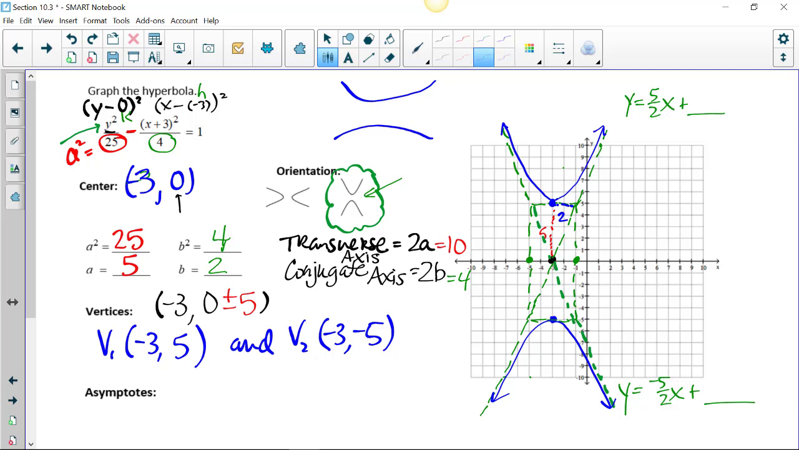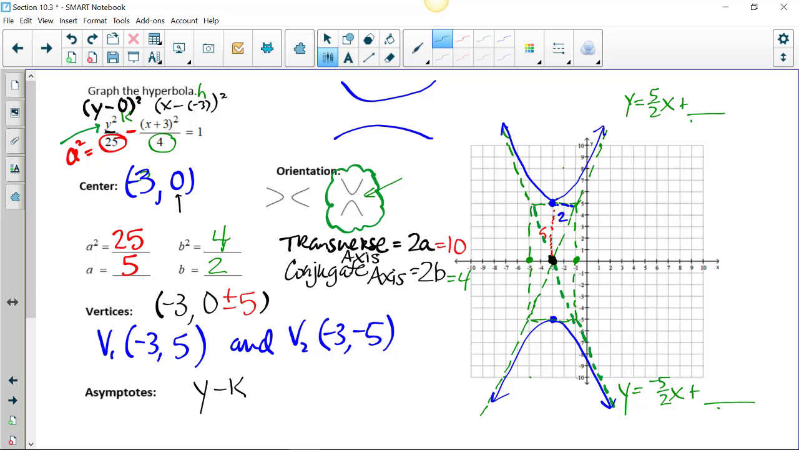Now if you didn't construct the rectangle, then you would need to come up with the equations of these two asymptotes, draw them accurately, and then put in your curves. So I guess it's whatever you're more comfortable with. I think most people like the rectangle method. All right, so how do we come up with the equations of those? So we have our standard form that says y minus k, so y minus the y coordinate of the center, because that's the only point we know.